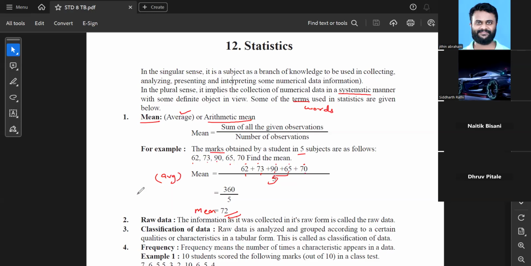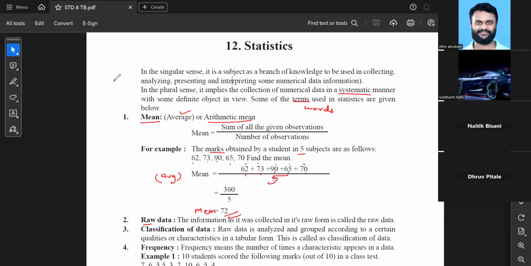Okay. Now, the second terminology which we need to know is called as raw data. Raw matlab कच्चा. Okay. कच्चा मतलब it is not processed. उसको as it is उठाया गया. कच्चा है वो, पकाया नहीं अभी तक उसको. It is not cooked yet. The information as it was collected in its raw form is called as raw data.